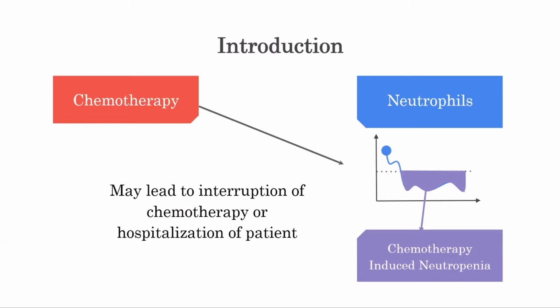Chemotherapy-induced neutropenia is one of the most common adverse effects of chemotherapy and frequently threatens the continuity of the treatment. If neutrophils fall below a certain limit, chemotherapy is delayed, and neutropenic patients have higher risk of infections that lead to hospitalization or even death. 70% of untreated patients with severe neutropenia die within the first day, indicating that neutrophils are crucial to survive.